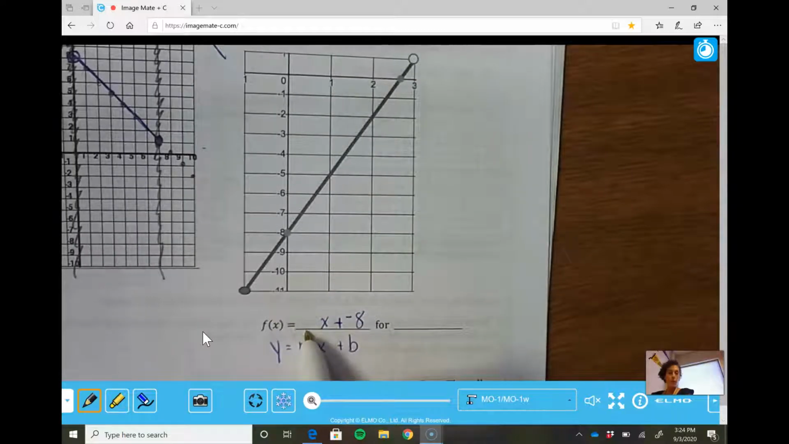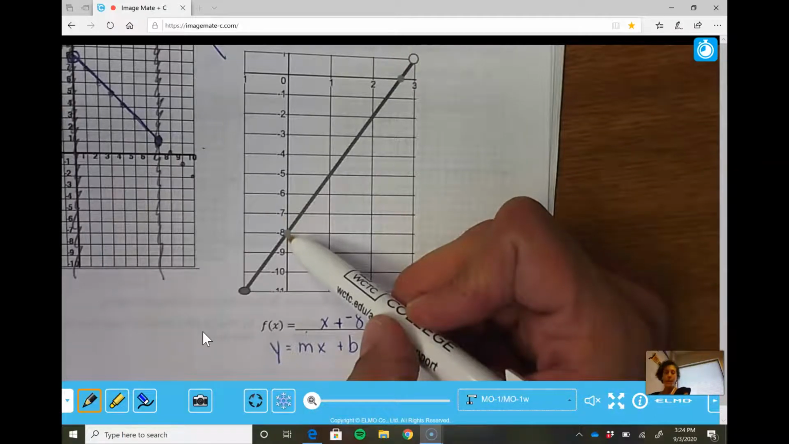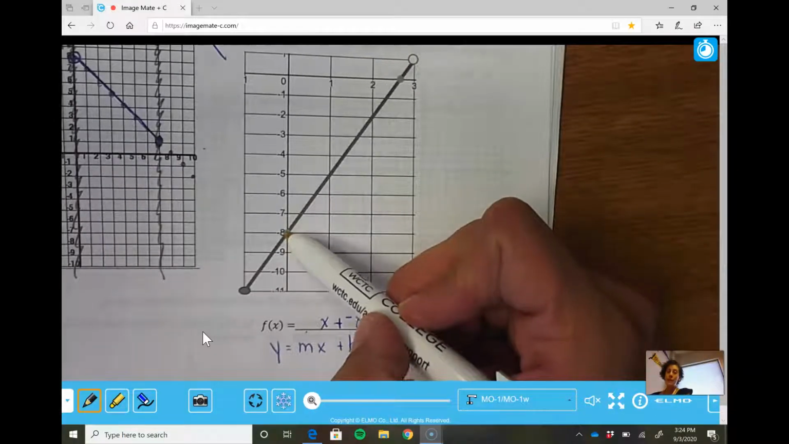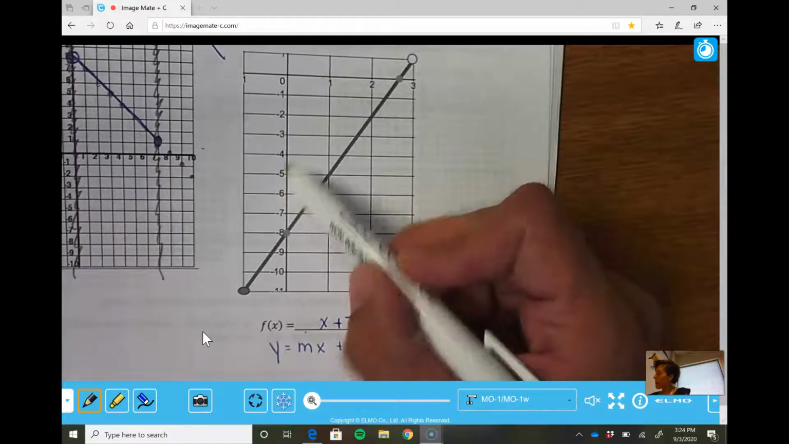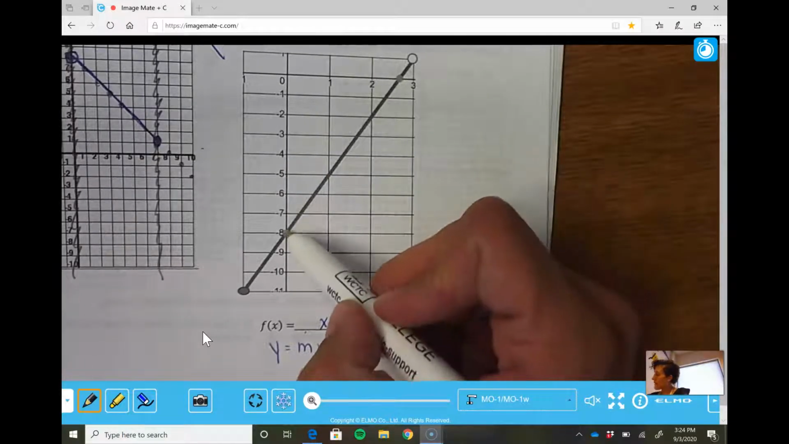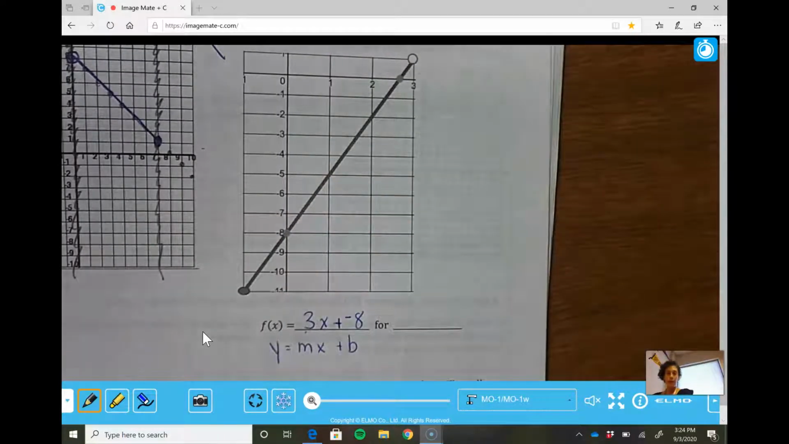And then I need my slope. It's positive because it's going uphill, and I'm just going to see, how many do I have to rise and run to get from one easy point to another easy point. And I note my scale, it is going up by ones and over by ones. So I'm going to rise 1, 2, 3, and over 1. So I'm just going to put a positive 3 there.